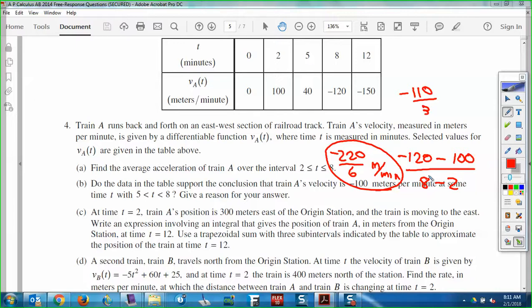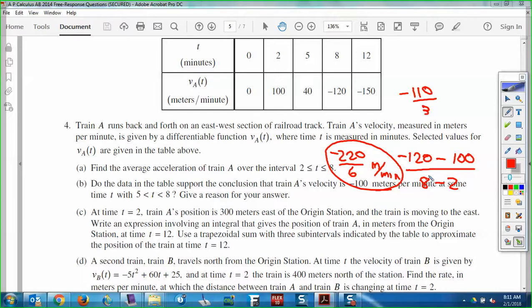All right, what do you got? Anybody? What are they asking for? Average acceleration. What do they mean? How much? Make it too hard.